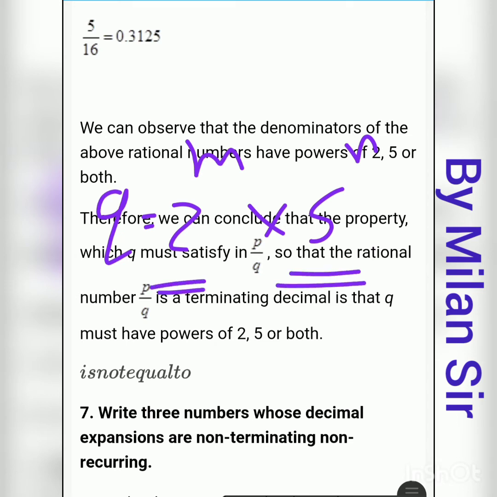Okay, 2 can be 4 times, 5 times, can be m number of times. 5 can be 1 time, 2 times, 5 times, can be n times. But no other factors are present in the form of q if p by q has a terminating decimal expansion. So this is fixed. If a number is a rational number with a terminating decimal expansion, then the denominator q is always in the form of 2 raised to m, 5 raised to n.